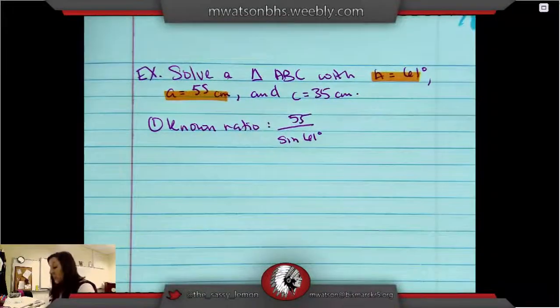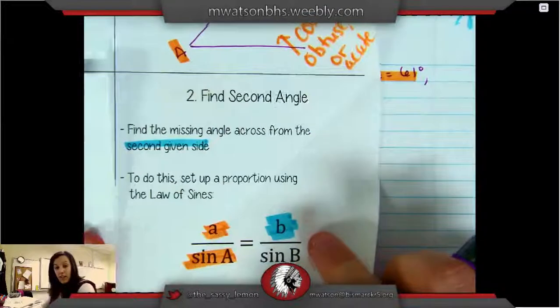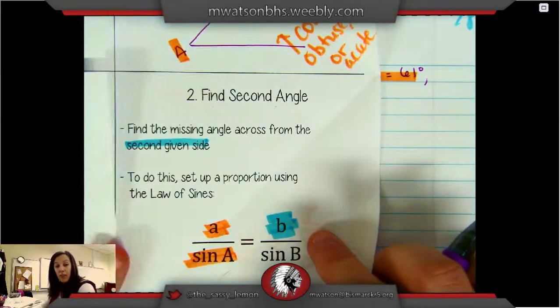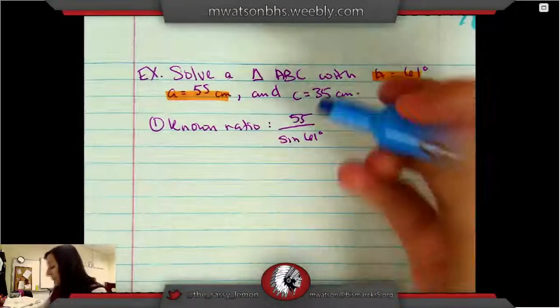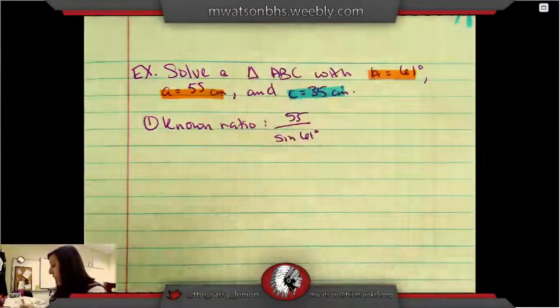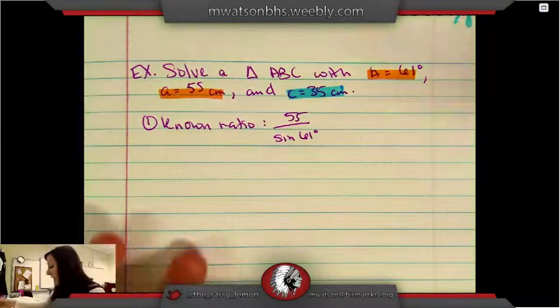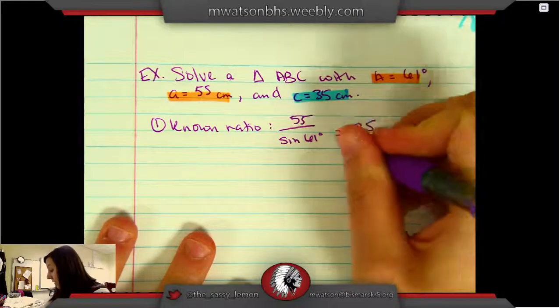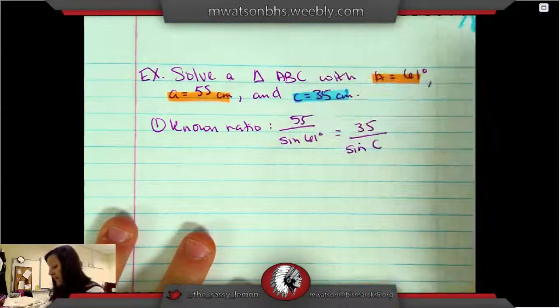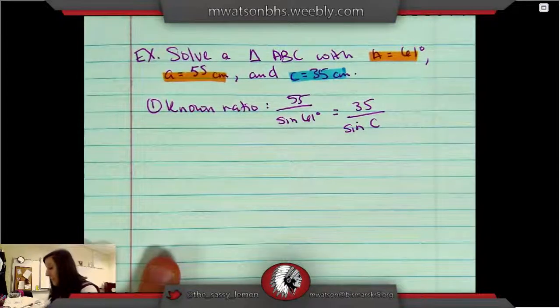And then step 2 says find the second angle. Find the missing angle across from the second given side. So our second given side is c. So we're going to find the angle that's across from that. So we're going to put equals 35 over sine of big C. And that was step 2.